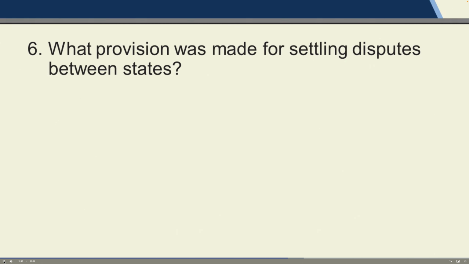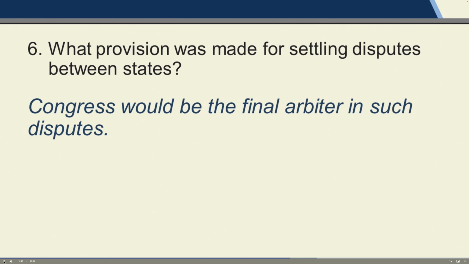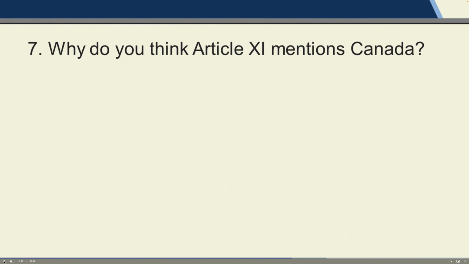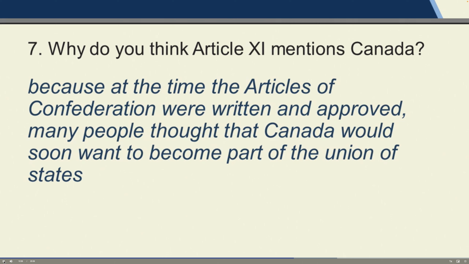Number 6, what provision was made for settling disputes between states? Congress would be the final arbiter in such disputes. Why do you think Article 11 mentions Canada? Because at the time that the Articles of the Confederation were written and approved, many people thought that Canada would soon want to be part of the Union of States.